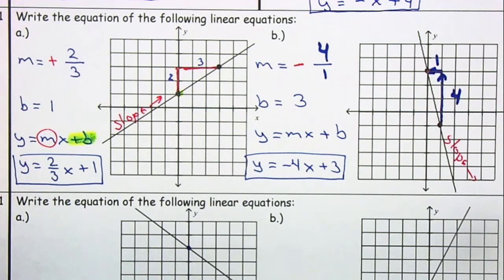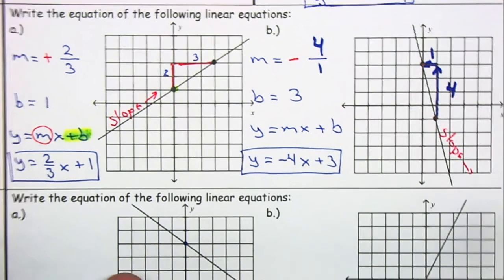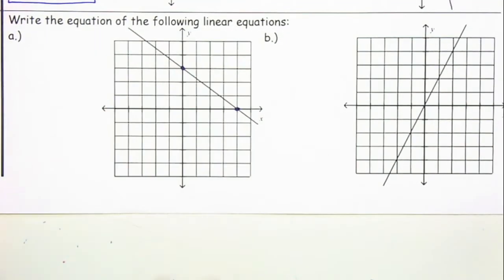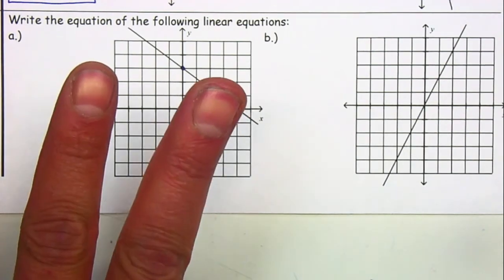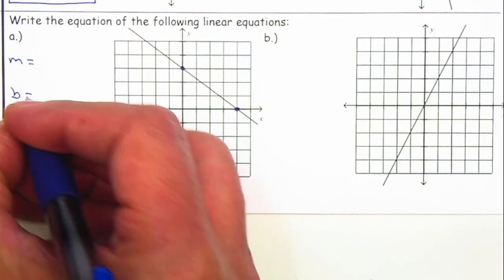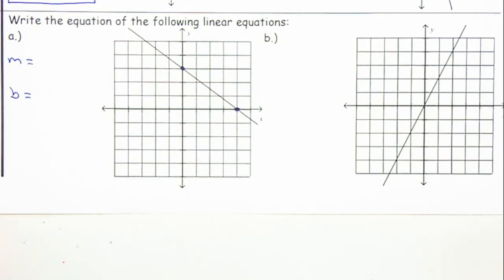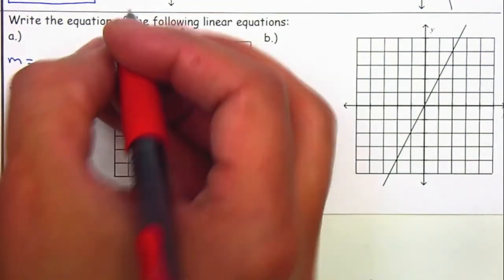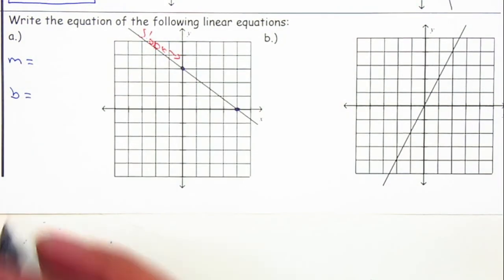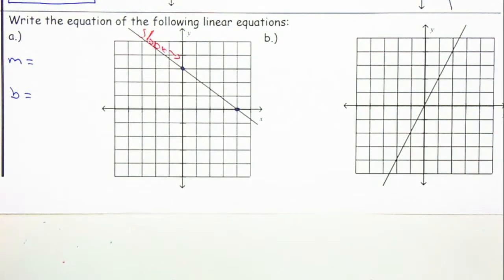Great. So for the next problem, in order to be able to find the equation in slope-intercept form, we need two key pieces of information. We need M and B. First, I need to decide if my slope is positive or negative, so I'm going to write the word slope. In this case, my slope is going down, so I know my slope will be negative.